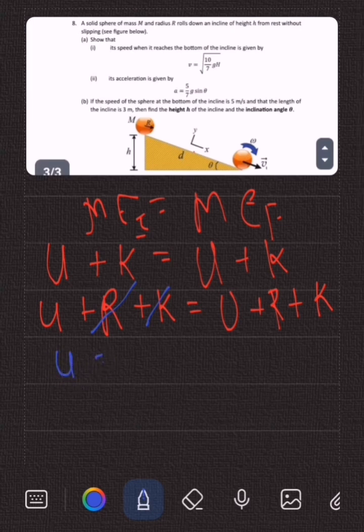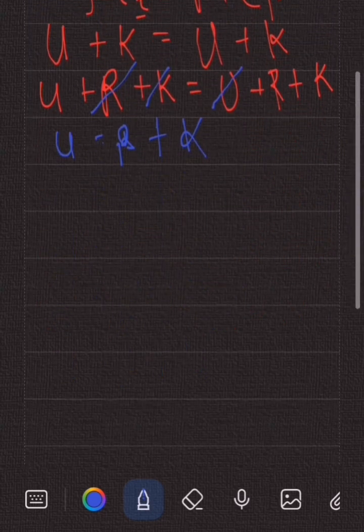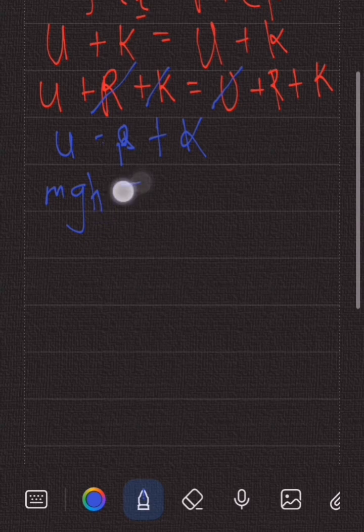Once the ball reaches the bottom, it doesn't have any potential energy, but it has both the rotational and the translational energy. All right, so we're going to continue. The potential energy is given by mgh. The rotational energy is given by what? 1 over 2, and then we have the inertia, angular velocity squared, and then plus the translational, which is just 1 over 2 mv squared.